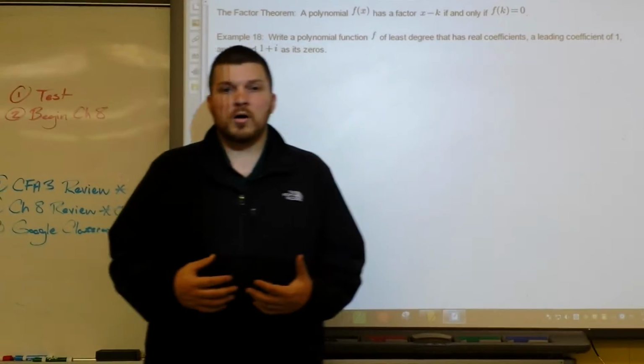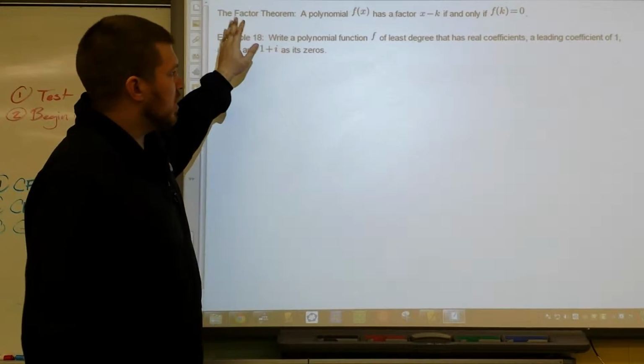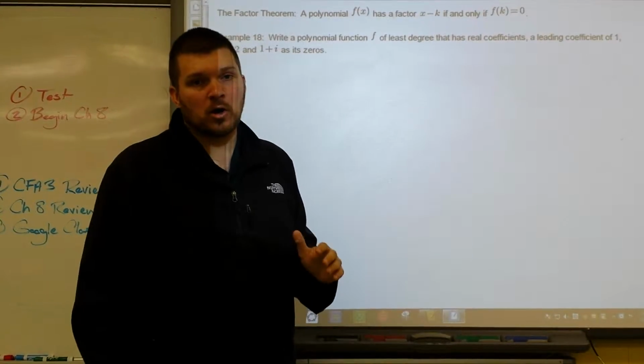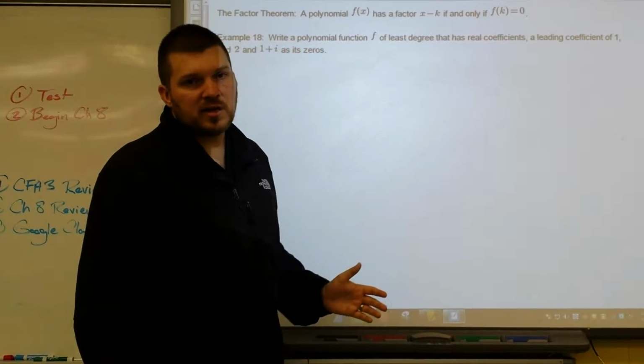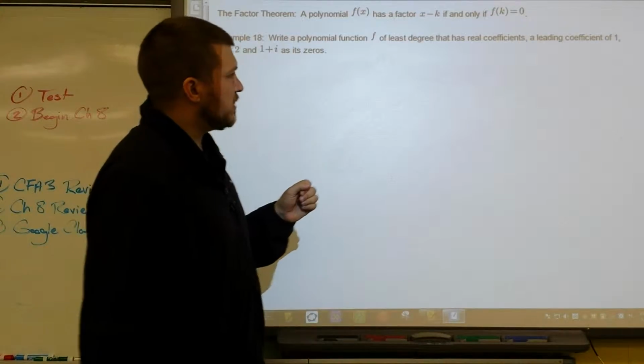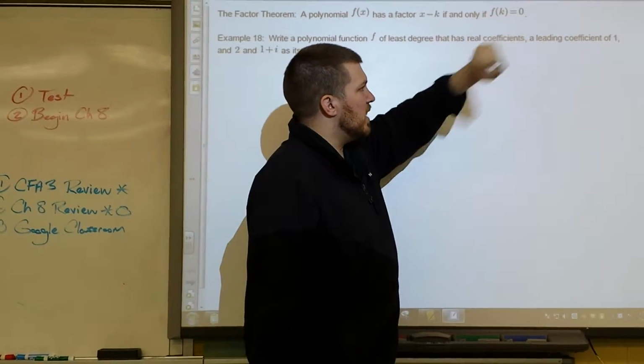All right, so now we're on part 3 of the fundamental theorem of algebra, and we're going to start off by just reminding ourselves of the factor theorem. Now, the factor theorem is something we talked about in a lot of detail earlier in the course, so if you need to see that again, go back and watch it. But essentially it says a polynomial f of x has a factor x minus k if and only if f of k equals 0.